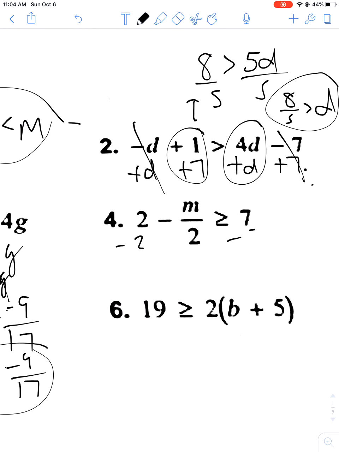Minus 2, minus 2. Negative m over 2 is greater than or equal to 5. Times by negative 2 to make the negative and the 2 cancel. But when we times by negative, we got to flip the sign.